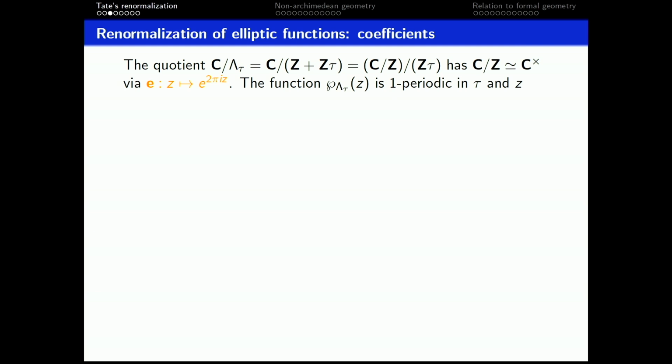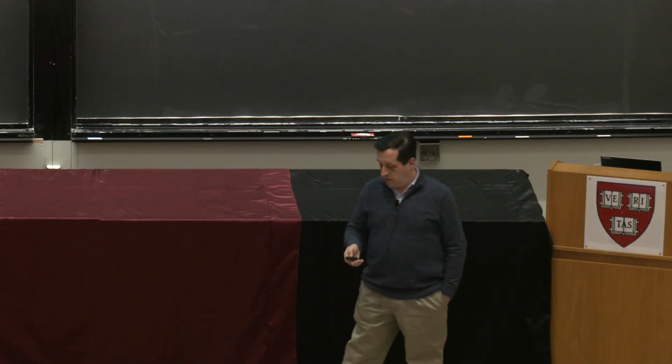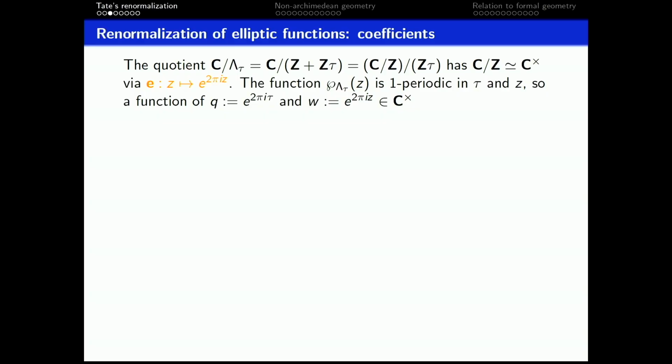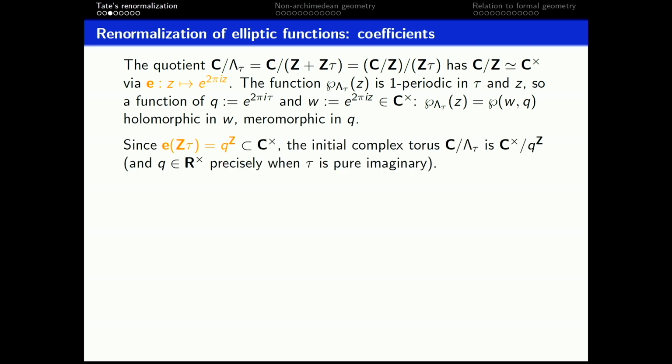In particular, this ℘ function entering into the previous slide, its dependence on tau is 1-periodic, and its dependence on z is also 1-periodic, since the ℘ function itself is periodic under the entire lattice. And so we can write this, instead of as a function of tau and z, as a function of q and w, which will be e to the 2 pi i tau and e to the 2 pi i z. And so we'll write it in this way as a function of w and q, holomorphic in w, meromorphic in q.